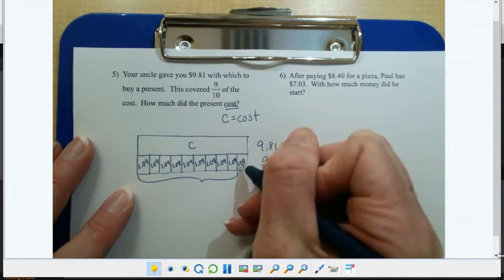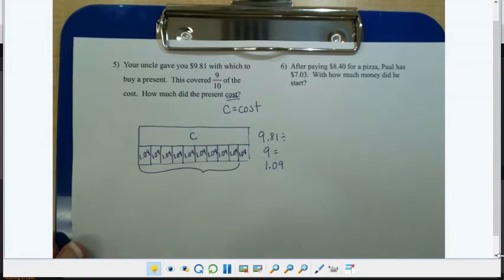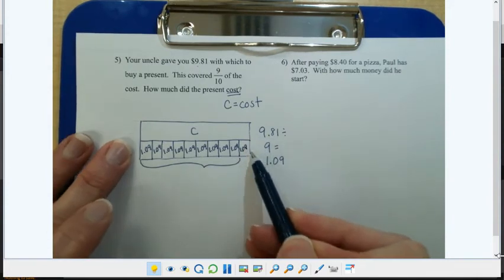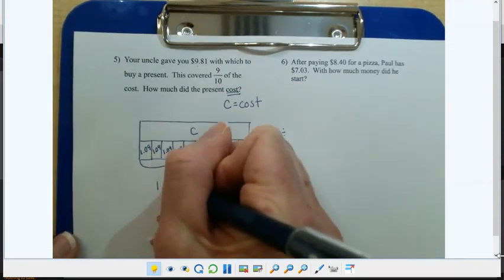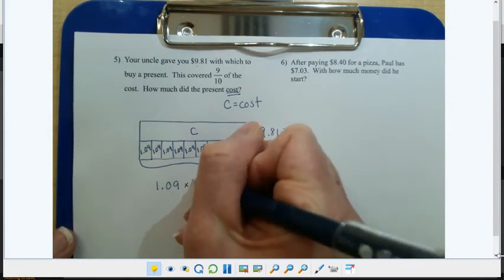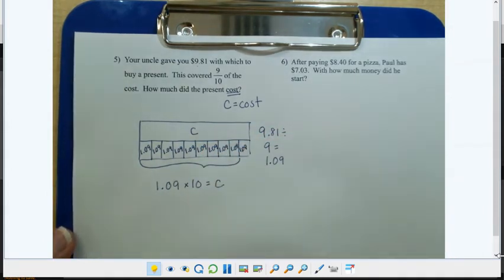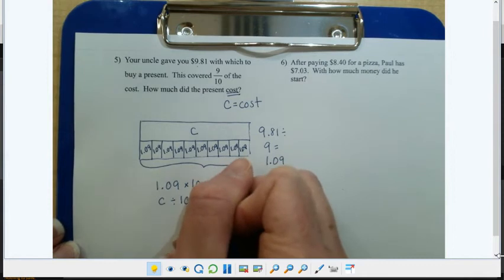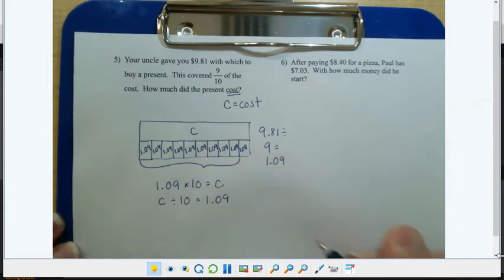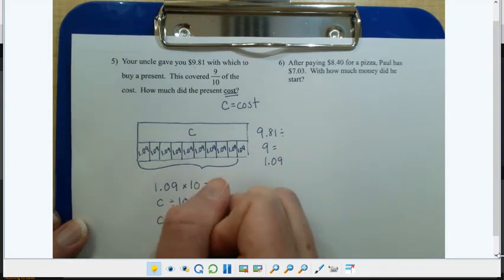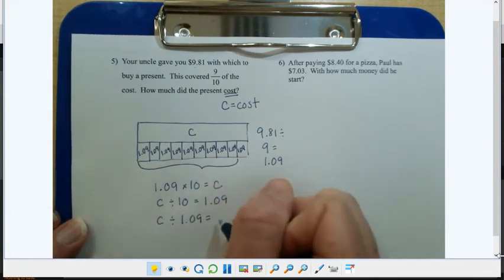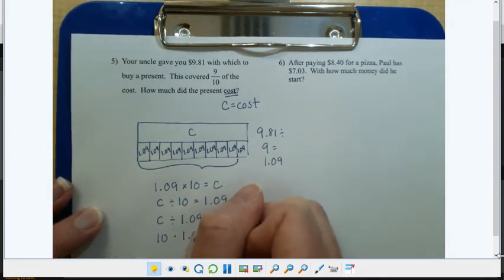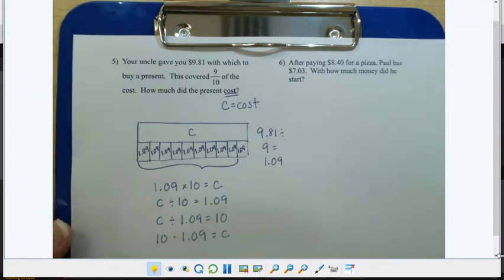So now instead of 9 of them, I need to know what all 10 of them are since I need to find my total cost. So I now have 1 and 9/100 times 10 equals C. Or I could do C divided by 10 equals $1.09. We wanted it in money terms. C divided by $1.09 equals 10. Or 10 times $1.09 equals C.